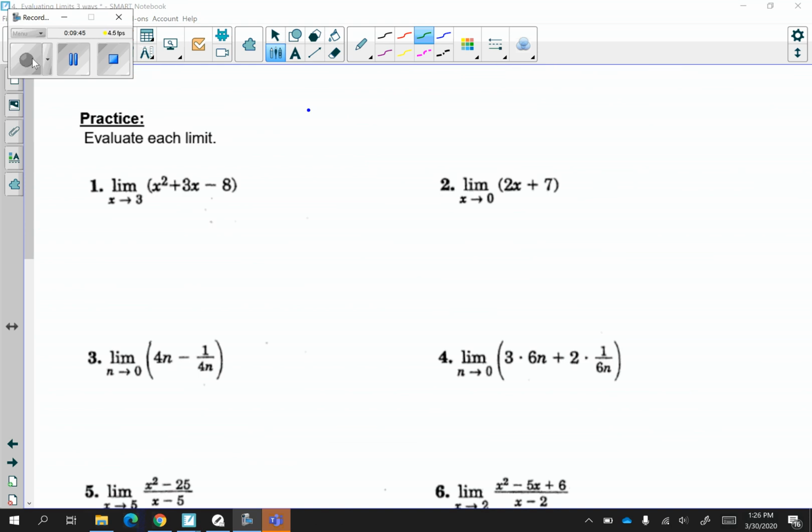If you flip over to the next page, we have practice problems 1 to 14. Numbers 1 through 10 involve limits. 11 to 14 is a review of f of g of x. So take a moment right now, pause the video, and try these questions.